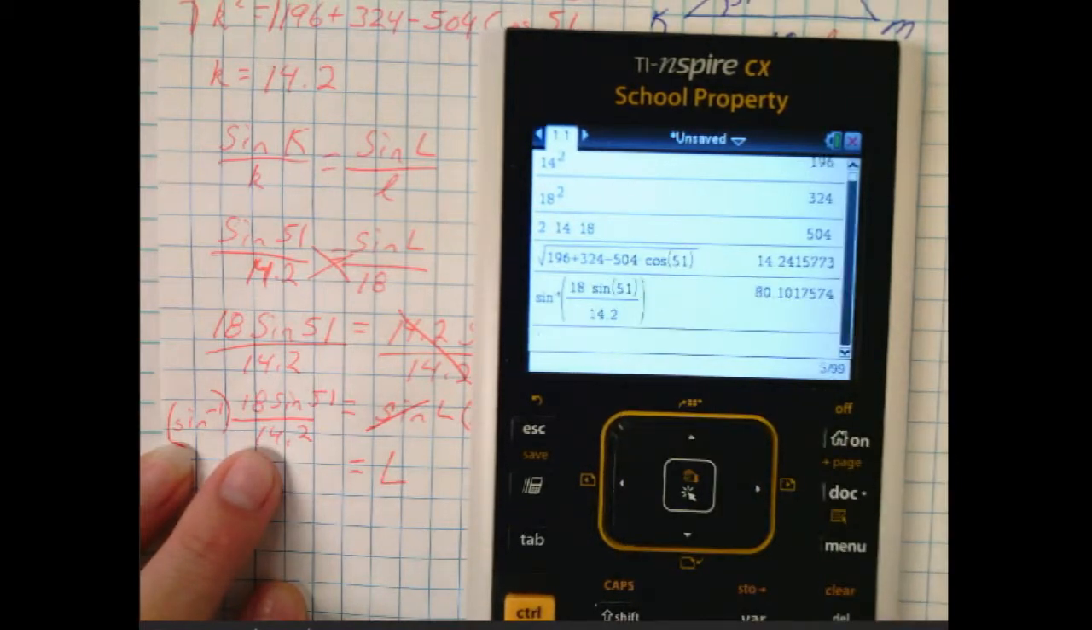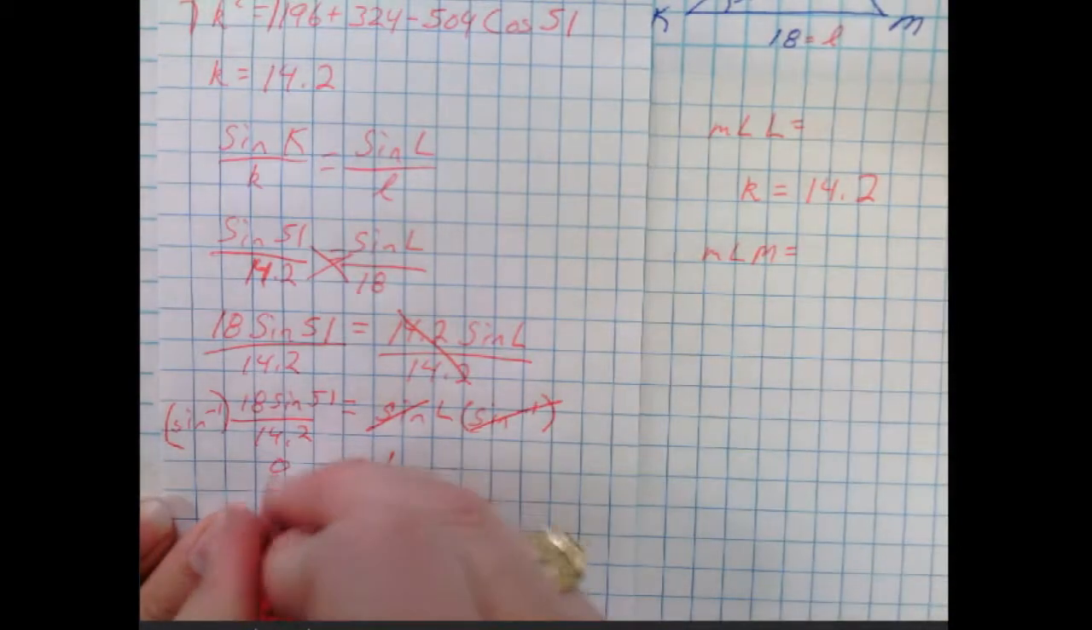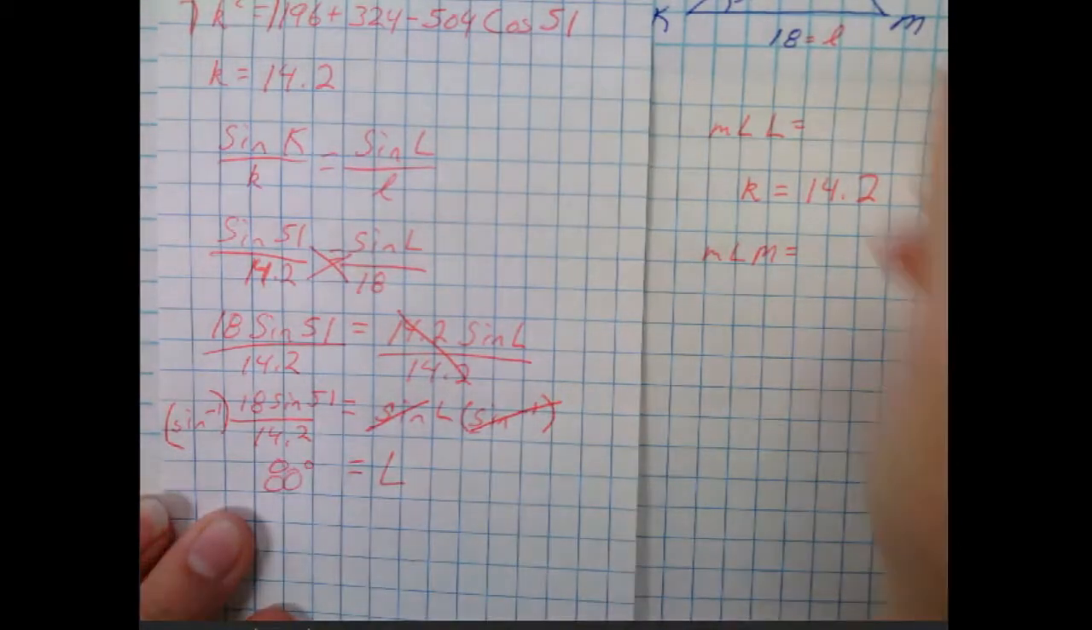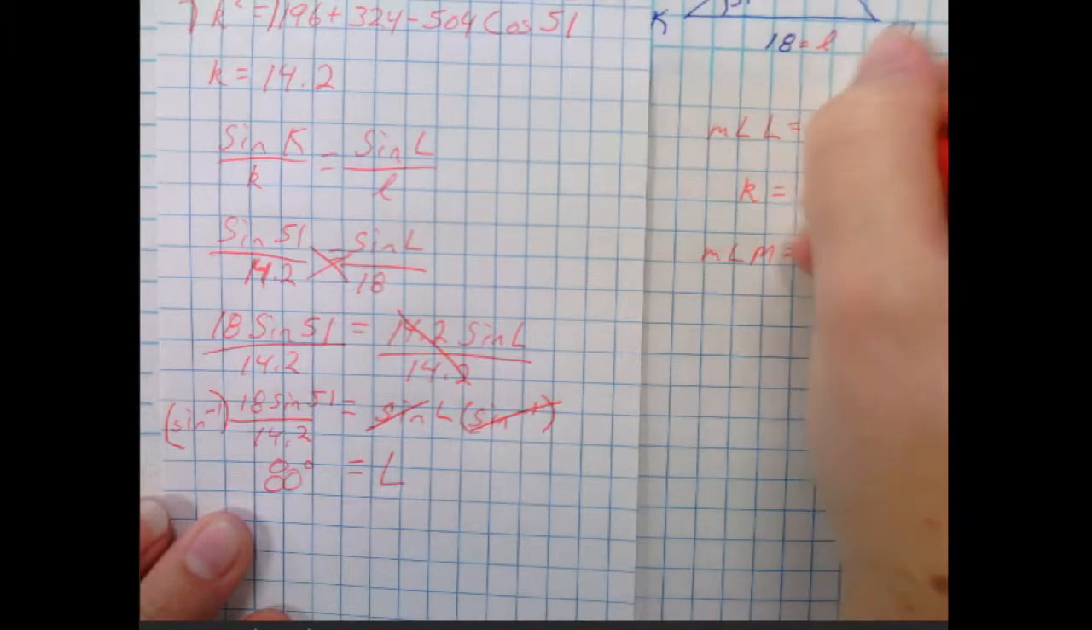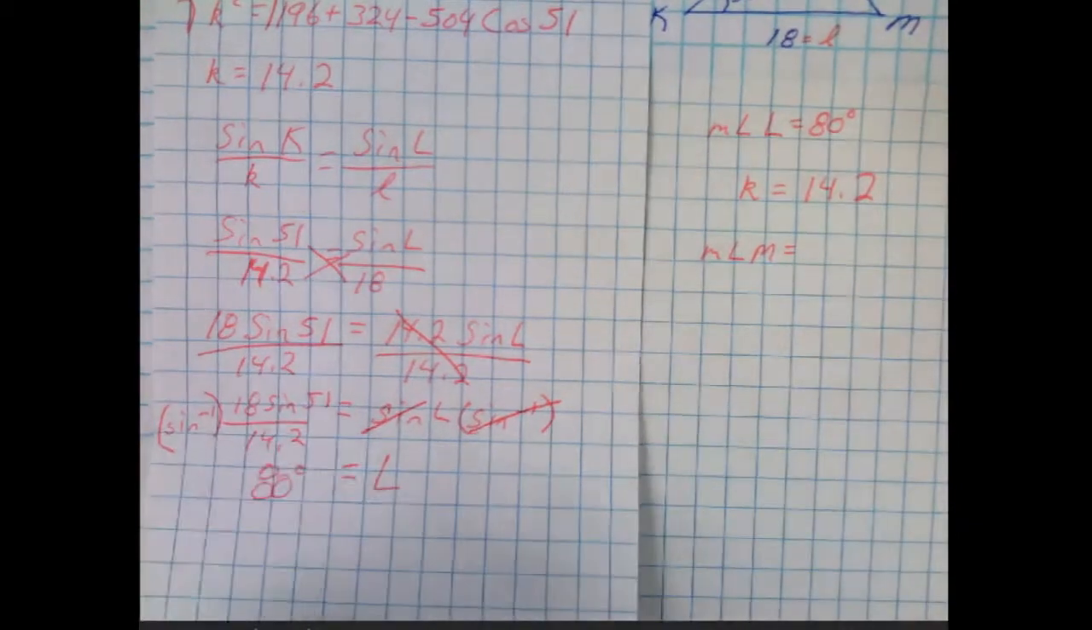I'm going to hit enter, and I end up with 80.10, and then it keeps going. It told me to round my angle measures to the nearest degree. So this would be 80 degrees. So angle L is 80 degrees. Then I'm going to come back up here and plug that in there.